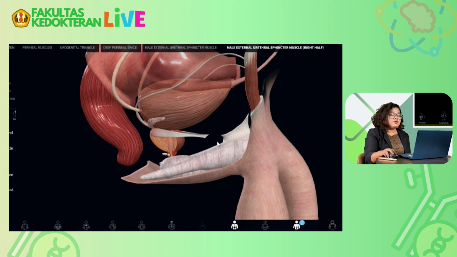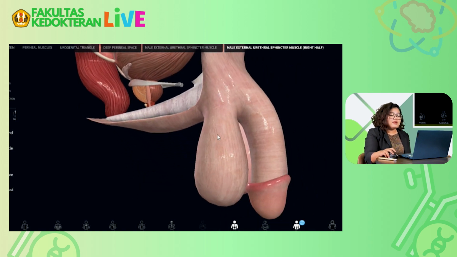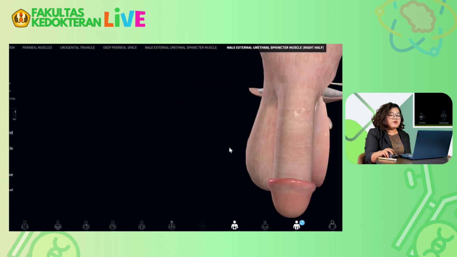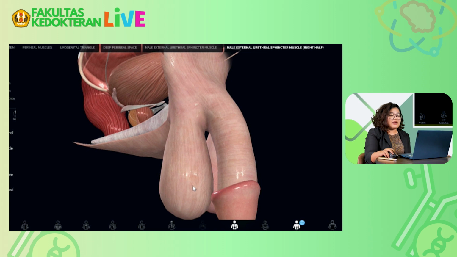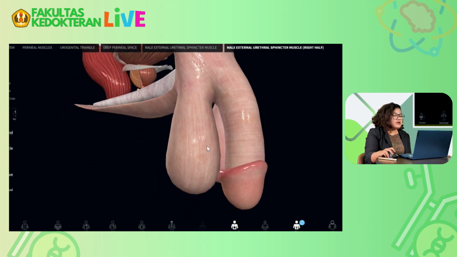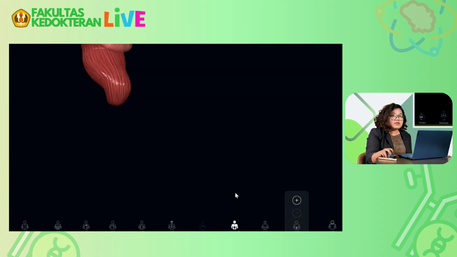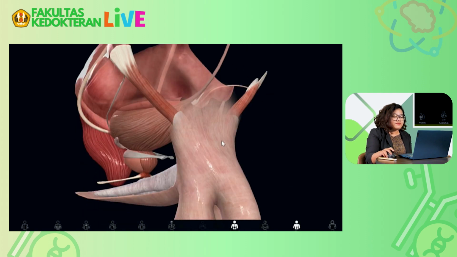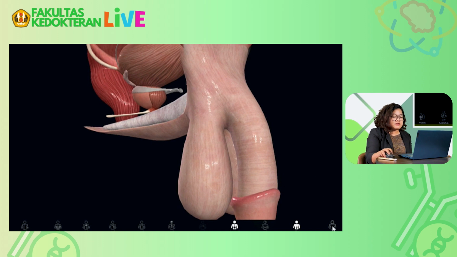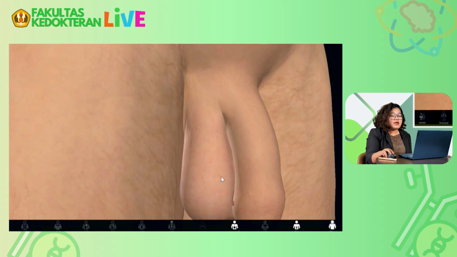In the video, we'll see the scrotum. If before we talked about the testis in the inside, the scrotum is the sac from the outside. Let's rewind a little bit in this. There you go. Okay, this is the scrotum, but we need the skin of the scrotum.